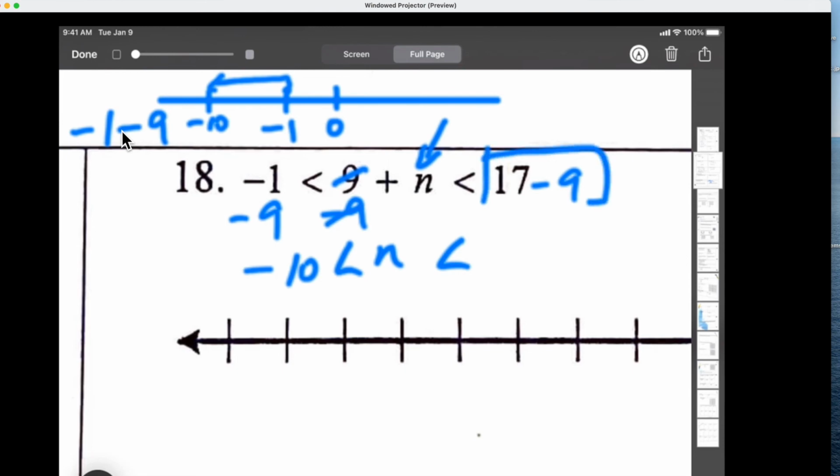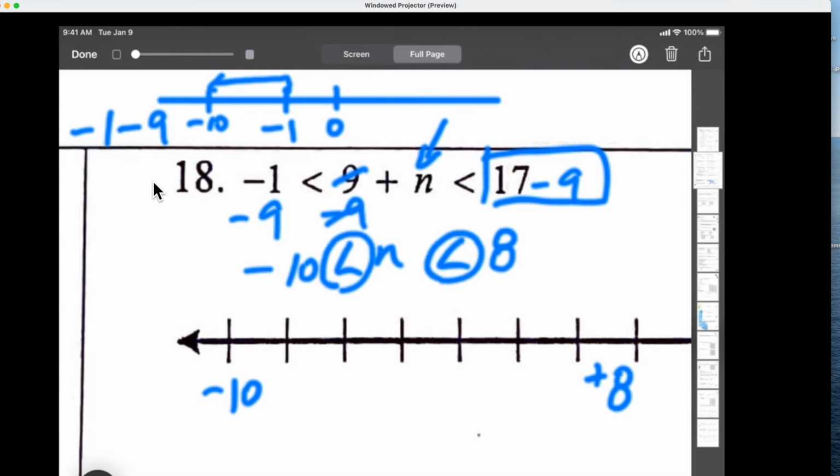Now we have 17 minus 9 over here, and that's going to be 8. So our solution set n is going to be between 8 and negative 10. So we put an 8 here, positive. We put negative 10 down here. Because this is only a less than sign, no less than or equal sign, we're going to make this open circle, and we're going to shade the area in between.